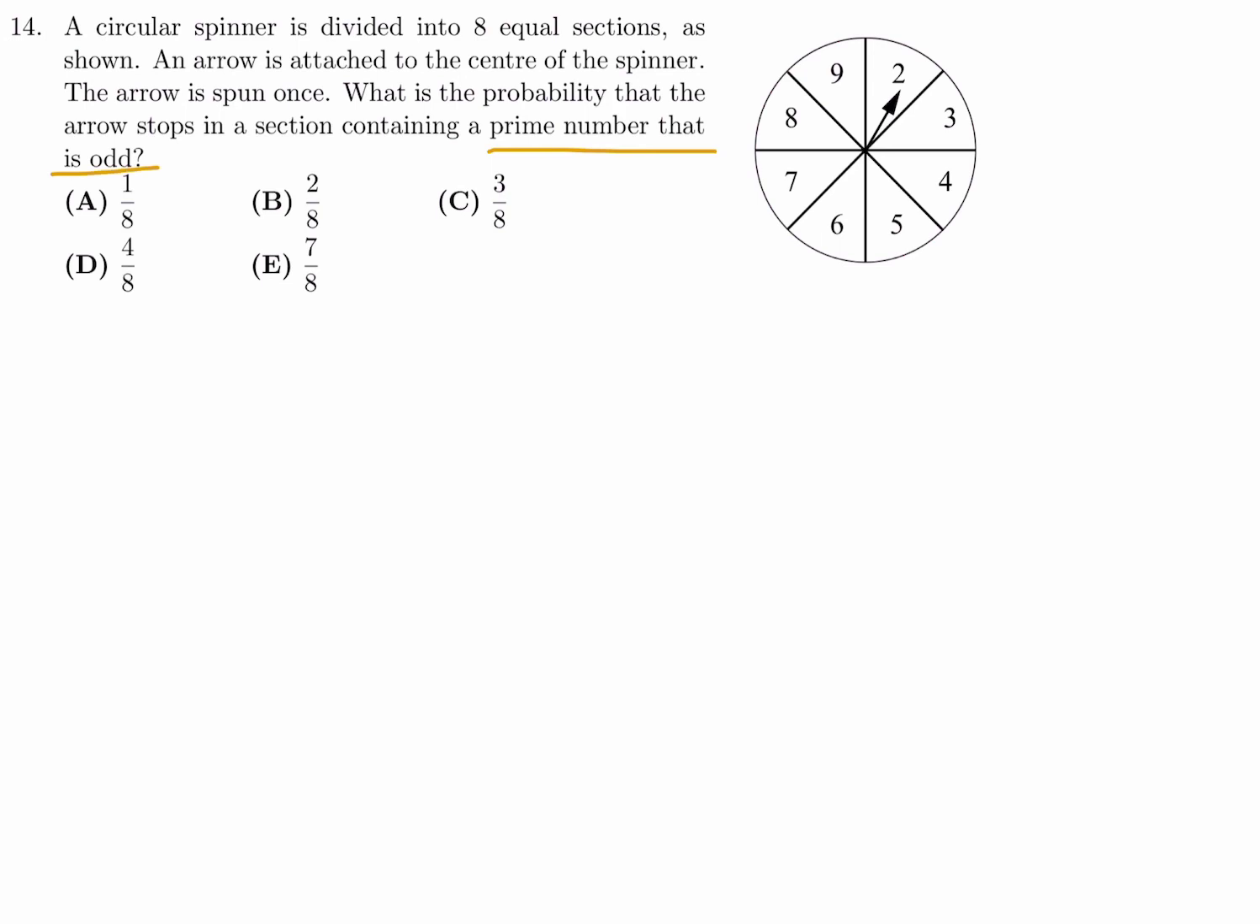2 is a prime number, but interestingly, it's the only prime number that's even. 3 is a prime that's odd. 4 is not a prime. 5 is a prime that's odd. Well, every prime number is odd after 2. 6 is even. 7 is a prime. 8 is even. 9 is not a prime. So of those 8, only 3 are prime and odd, and there's 8 of them in total, so the probability is 3 over 8. Number 14, the answer is C.